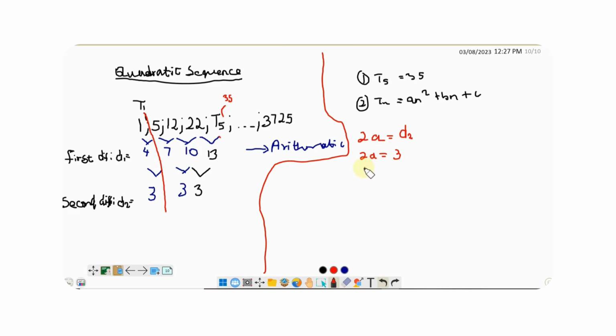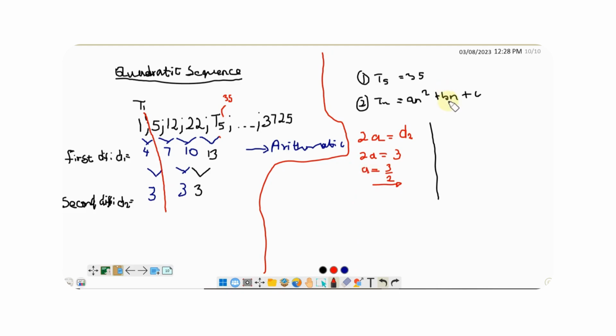So from here, a is equal to 3 over 2. The formula for a is 2a equals the common difference, the second difference, 3. In all quadratic sequences, the formula will always be 2a equals the second difference.